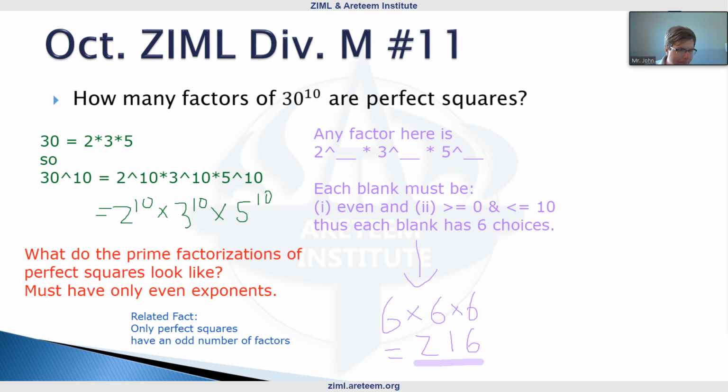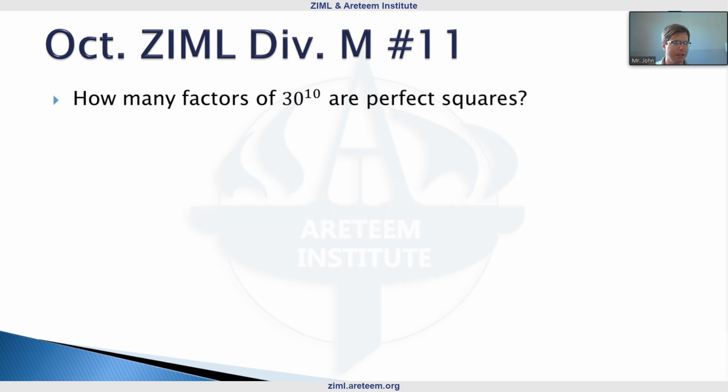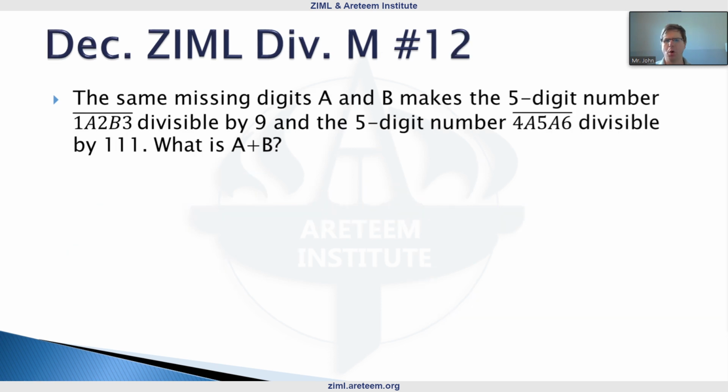Okay, so let's try to do 2 more questions quickly. We're getting closer towards the end here, but I want to for sure do one divisibility question and then hopefully one of these pattern questions as well. For this problem, we have 2 5-digit numbers. We have a 5-digit number 1A2B3. It's divisible by 9.